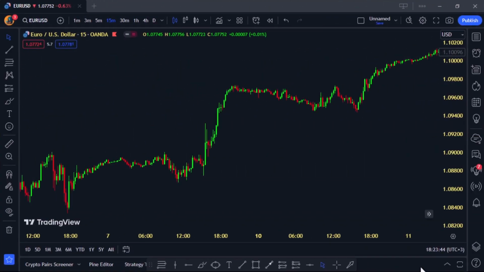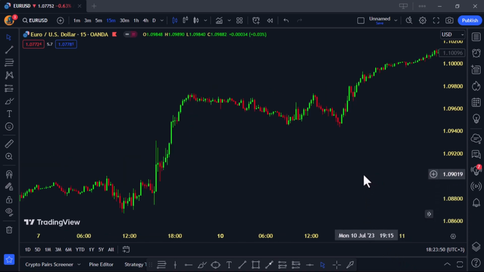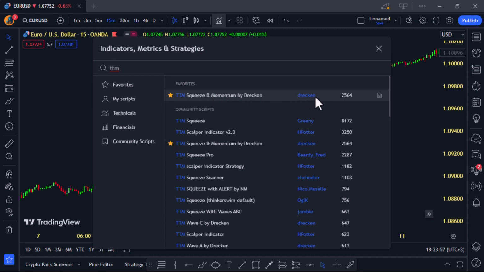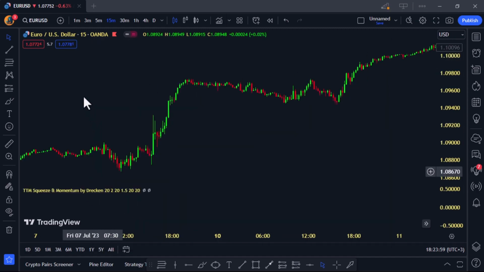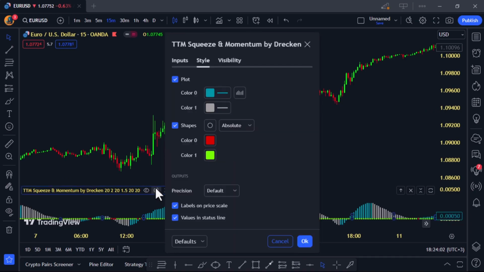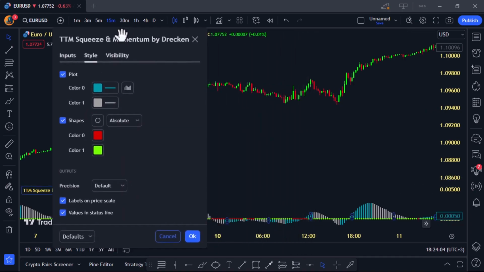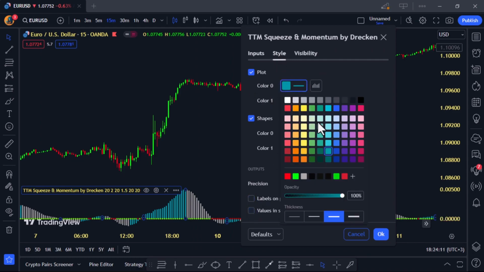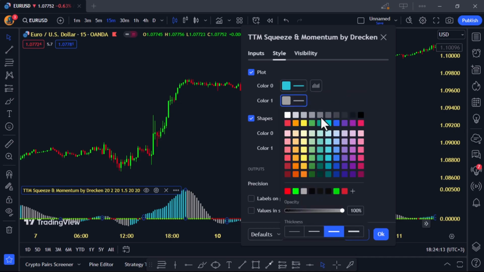Let's dive into how you can use this indicator. First things first, you need to add it to your trading chart. Just head over to the indicator search tab, look up the TTM squeeze indicator and select the one made by Draken. Once it's on your chart, it's time to tweak the settings a bit to make it easier to see. Head over to Indicator Setting tab and navigate to the Style settings. Here, you can change the color to your liking. And voila, that's all the setup you need.